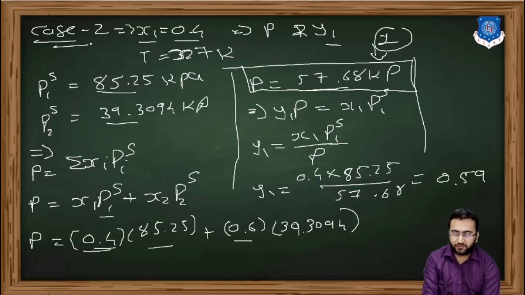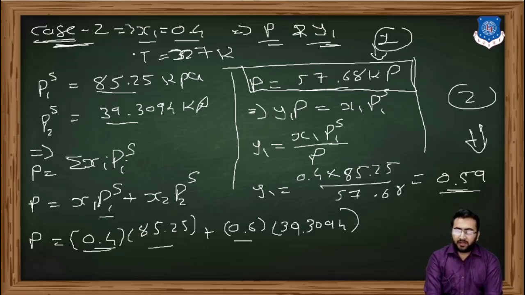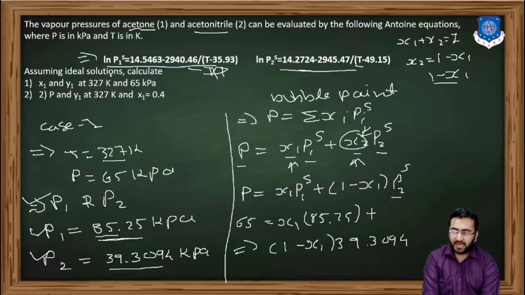So here the value of P becomes our answer number 1 for this case 2, and we have to find y1, so this becomes our answer number 2 for this case 2. So again, let's revise this numerical. The statement says that the vapor pressure of acetone and acetonitrile can be evaluated by the following Antoine equation. The Antoine equation is given. The statement also says that assuming ideal solution, we can use Raoult's law for that.